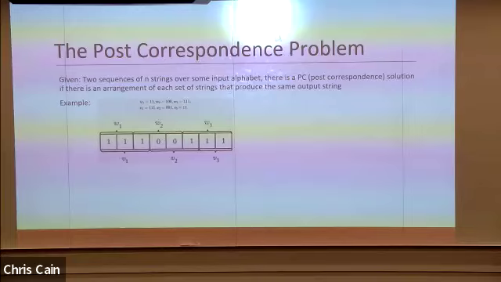And sure enough, if you look at the first set, we could take W1 followed by W2 followed by W3, and we would get this same string. And if we took V1, V2, and V3, we would get the same string. So now the question I have is, given an arbitrary set of strings and another arbitrary set of strings, is there a post-correspondence solution?